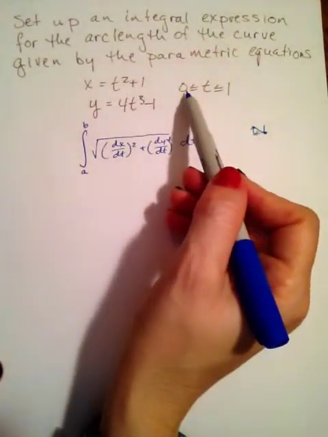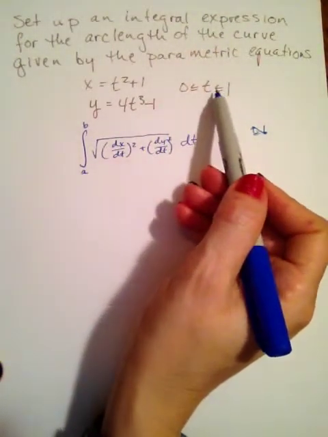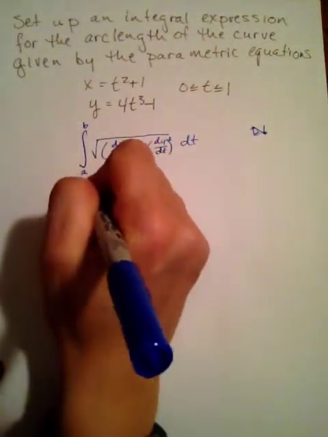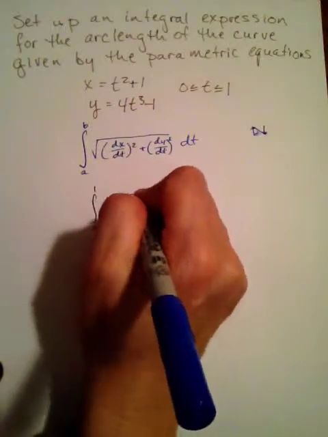Our given time is from time equals 0 to time equals 1. So those will be our limits of integration. So we'll integrate from 0 to 1. And then we have the Pythagorean theorem.